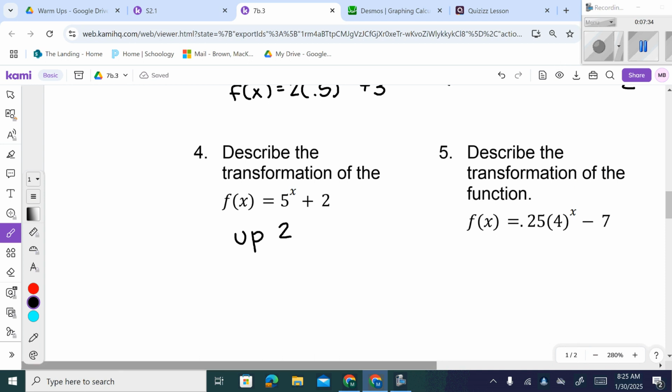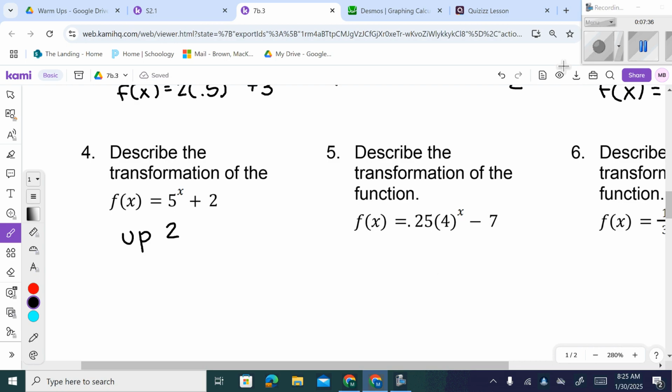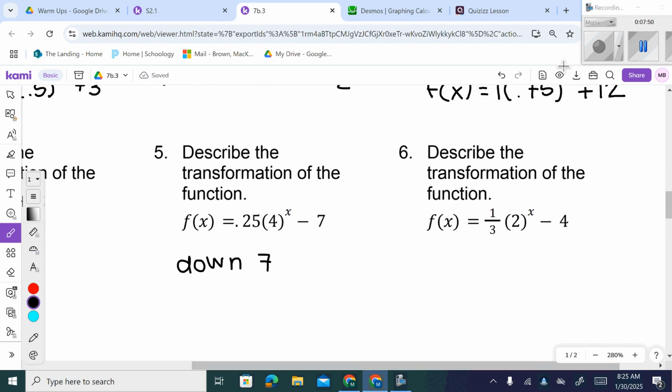All right, number 5, I've got f of x equals 0.25 parentheses 4 to the x minus 7. So now, how do you think that's moving? Are we okay with down 7? Love it. All right, number 6, I've got f of x equals 1/3 parentheses 2 to the x minus 4. How do you think that's moving, Trent? Down 4. Good.